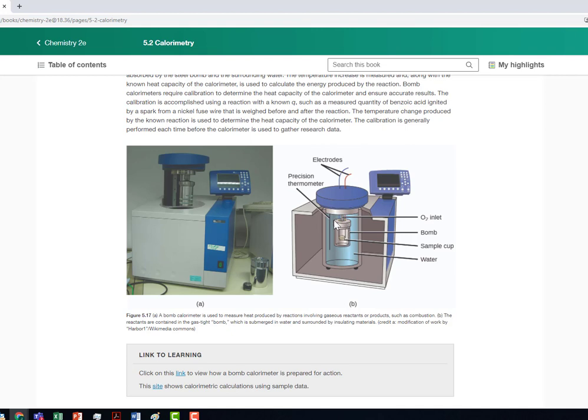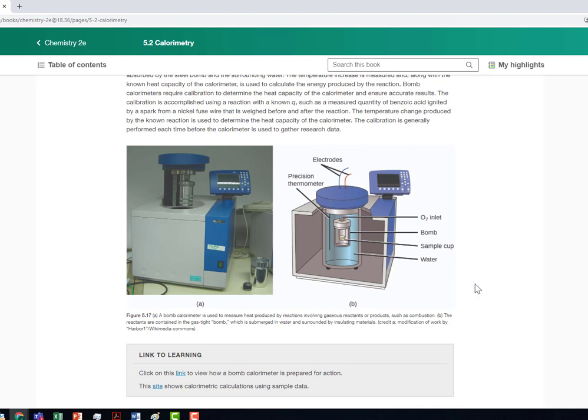And then the bomb is placed into this larger container that usually contains water, and you measure the change in the water temperature. And from that, you can determine similar things. Now, one of the differences here is that this is a sealed container. The other one was not a sealed container. That's a really significant difference.